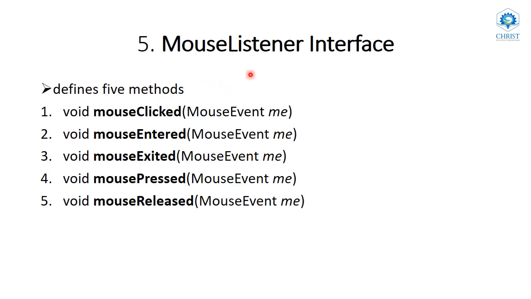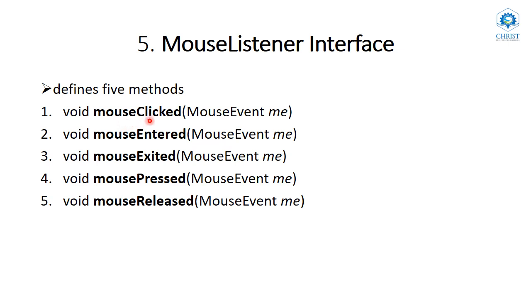Then the MouseListener interface, it has 6 methods. Whenever the mouse is clicked, this method will be invoked. Whenever the mouse enters the boundary of a component, this method will be invoked. When the mouse moves away from a component, this method will be invoked. When the mouse is pressed, that is whenever we press the mouse button, this method will be invoked. And when we release the mouse button, this method will be invoked.